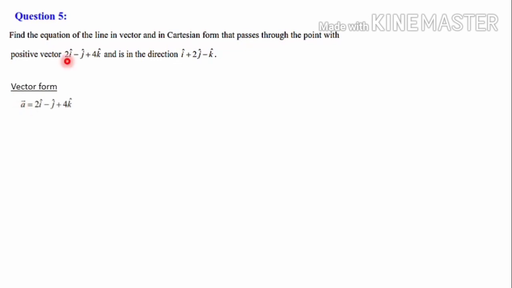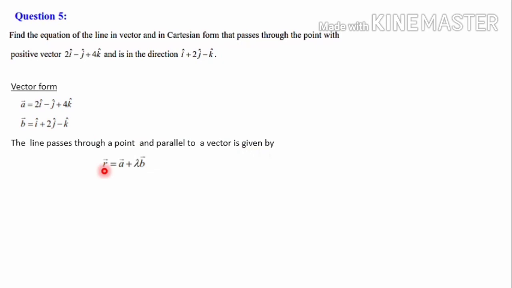Vector A is 2i minus j plus 4k cap. In the previous question, coordinates were given and we wrote the position vector. Now the vector itself is given, so that is easy. And vector B, the parallel vector, is i plus 2j minus k. The line passing through a point and parallel to a vector is given by vector R equal to vector A plus lambda into vector B. Just substitute it: vector R equal to 2i cap minus j cap plus 4k cap plus lambda into i cap plus 2j cap minus k cap.